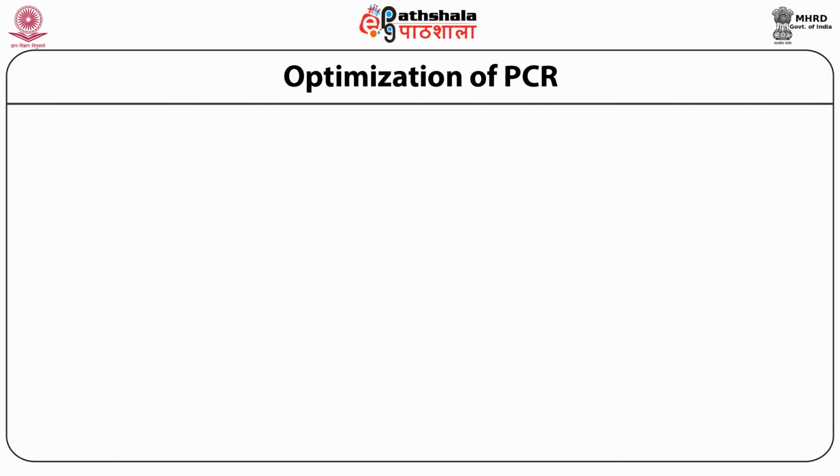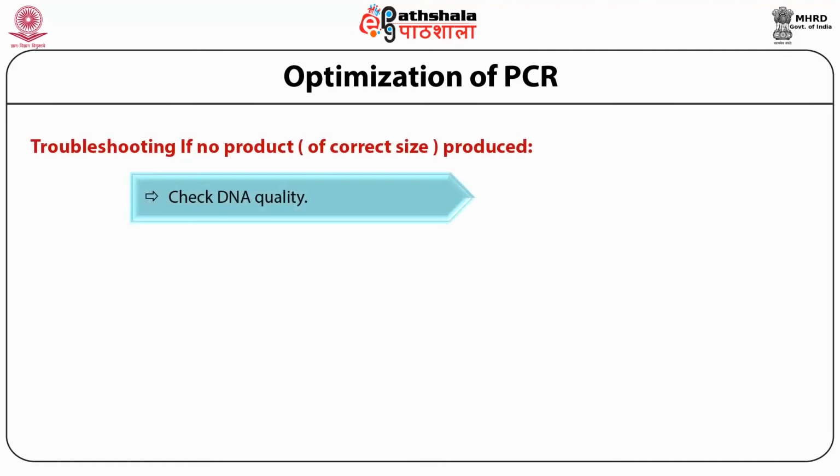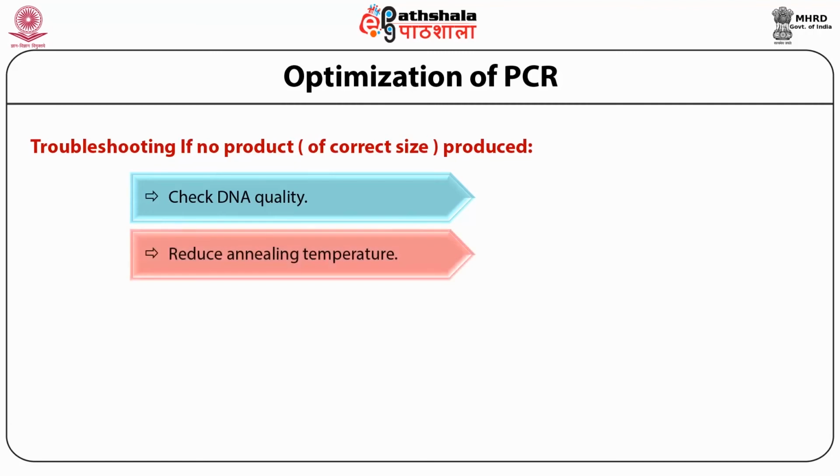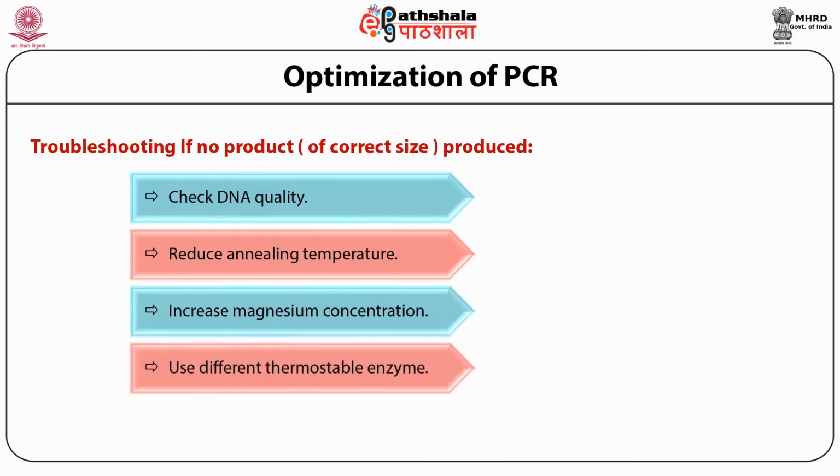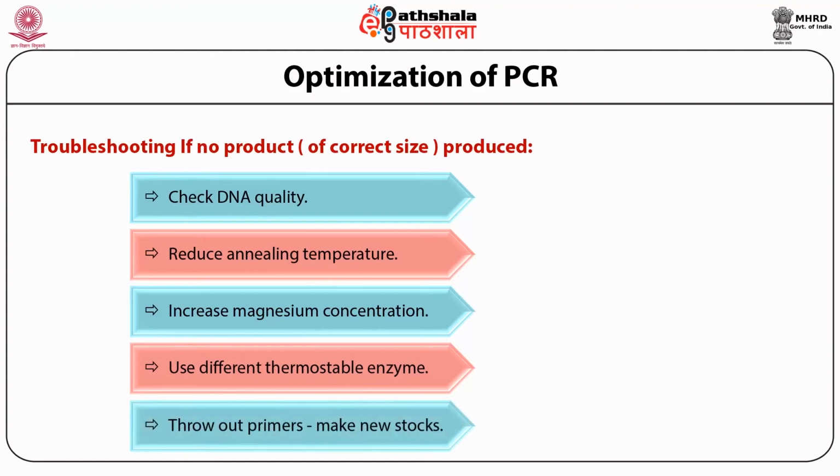There could be troubleshooting, so DNA quality should be checked, and one can reduce the annealing temperature, increase the magnesium ion concentration, or use different thermostable enzymes. Throw out the primers if there is no reaction product. It is always advisable to make new stocks of the primers.